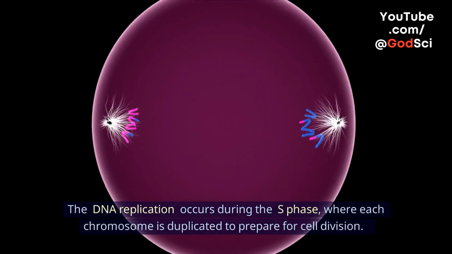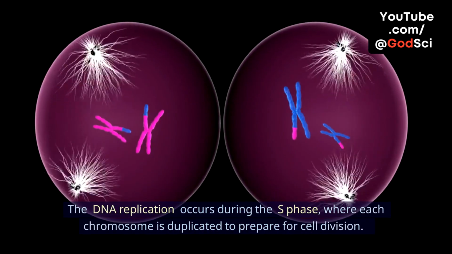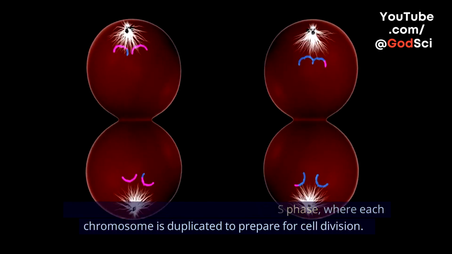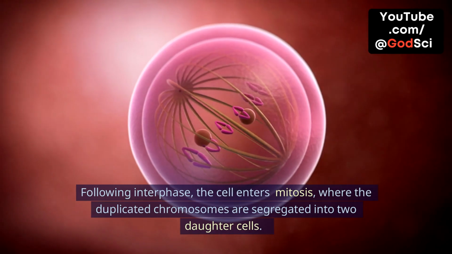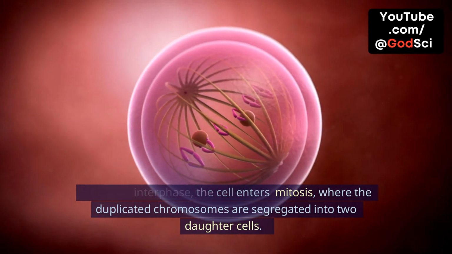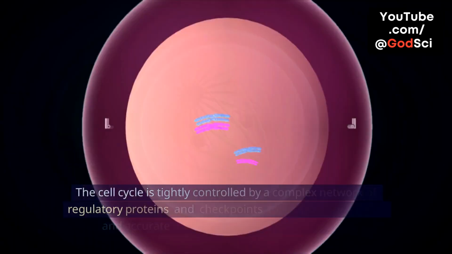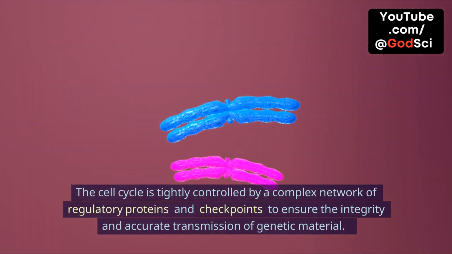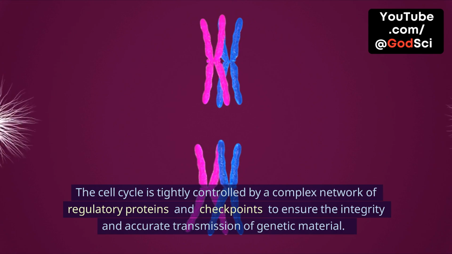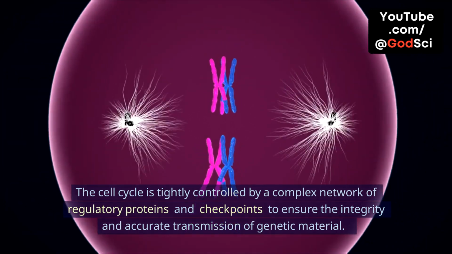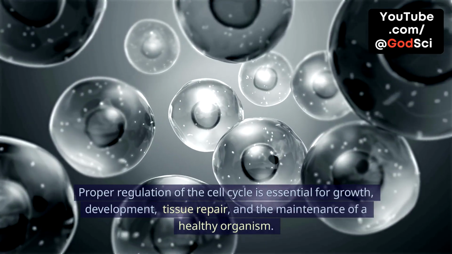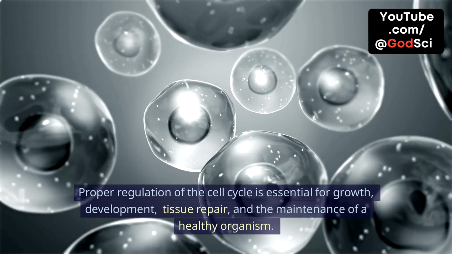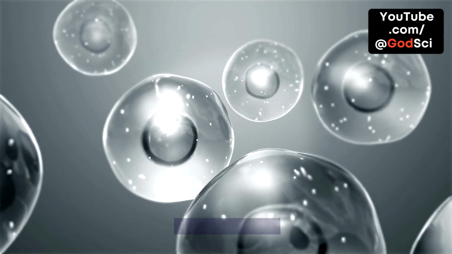During interphase, the cell grows, carries out its normal functions, and replicates its DNA. The DNA replication occurs during the S phase, where each chromosome is duplicated to prepare for cell division. Following interphase, the cell enters mitosis, where the duplicated chromosomes are segregated into two daughter cells. The cell cycle is tightly controlled by a complex network of regulatory proteins and checkpoints to ensure the integrity and accurate transmission of genetic material. Proper regulation of the cell cycle is essential for growth, development, tissue repair, and the maintenance of a healthy organism.